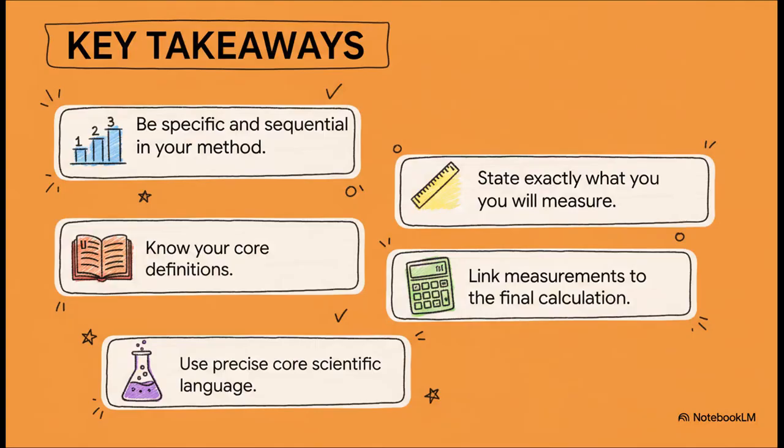Right, let's boil all this down into a simple checklist for success. First, always write your method as a clear step-by-step sequence. Second, you have to be completely explicit about what you'll measure and from where. Third, always state that you'll use those measurements for the final calculation. Fourth, for those quick questions, you've just got to know your core definitions cold. And finally, use precise scientific language like solvent front and stationary phase. You follow that checklist, and you are set.